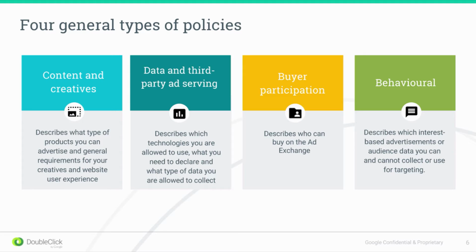The second bucket is third-party ad serving and data, and these policies note which technologies you are allowed to use and what you need to declare to us, and what type of data you're allowed to collect. The third one there is buyer participation policies, and they go over what type of companies buy on the AdExchange. And lastly, the behavioral policies describe which internet-based advertisements, including remarketing, you can and can't use for targeting and collection.